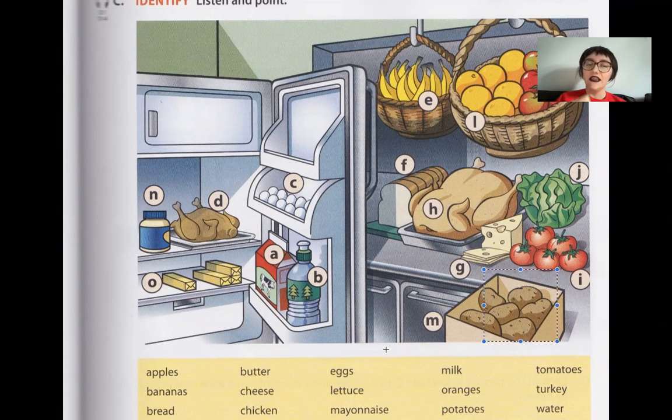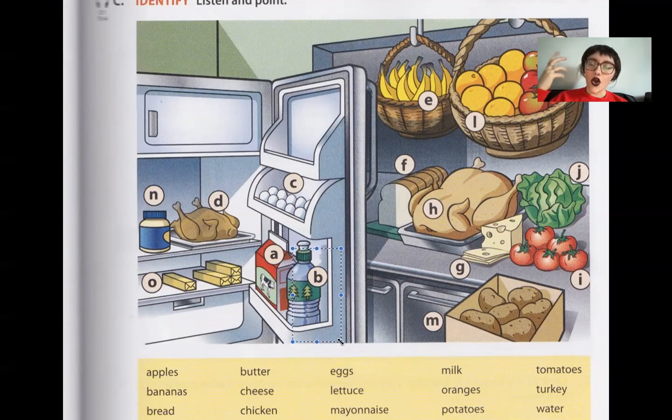Then we have in. What is in the fridge, right? So the turkey is in the fridge. The mayonnaise is in the fridge. The butter is in the fridge. The eggs are in the fridge. The milk is in the fridge. The water is in the fridge.